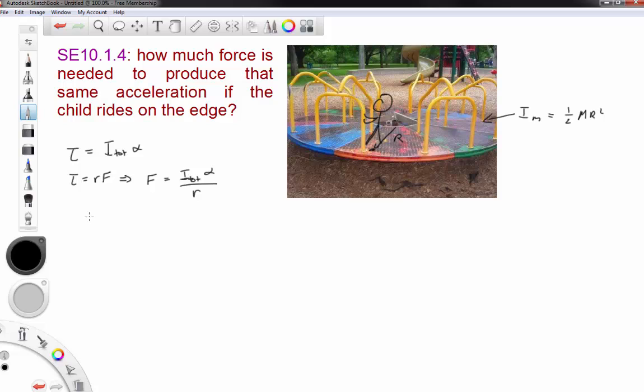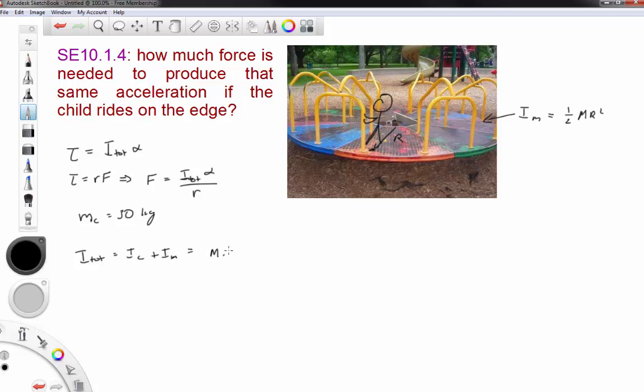The thing we need to know is how much mass the child has. A typical child might have a mass of, let's say, 30 kilograms, so we'll make m child be 30 kilograms. If that's the case, then we're going to have a total moment of inertia given by I total equals I child plus I merry-go-round.